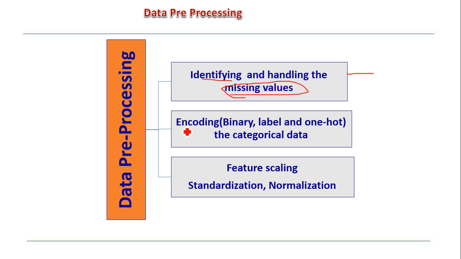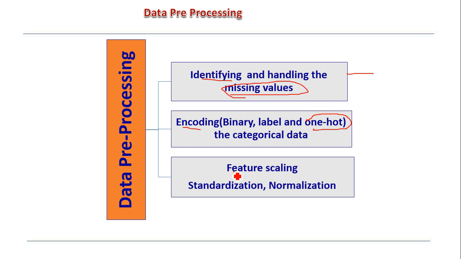Now for encoding, we have binary encoding, label encoding and one-hot encoding. In binary encoding, we have only two classes, either true or false. In label encoding, you may have two or more labels. In one-hot encoding, one column may have different classes, and that also we can encode.